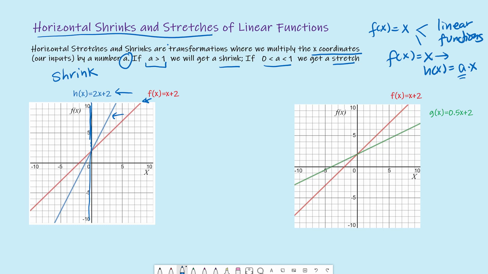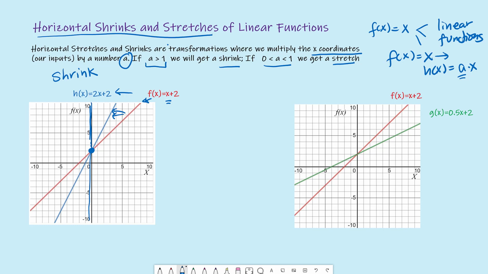It's basically just a name. If it doesn't really look like a shrink, it doesn't really matter. The point is that we have an intercept here with the y-axis. And what we're doing is, by multiplying our x by a number, we are basically sort of spinning this graph towards the y-axis or away from the x-axis, and that's why we call it a shrink.